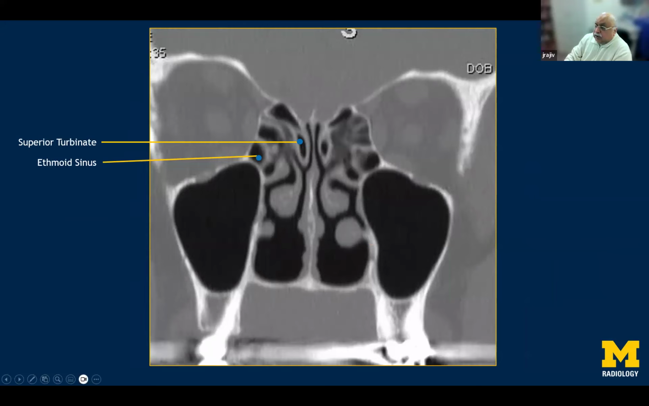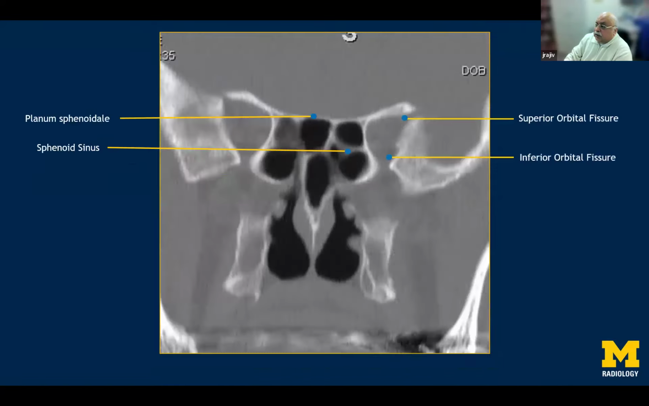The important portion here to note is the superior turbinate, which is sometimes pneumatized and is closely approximated to the cribriform plate. So any damage or pulling at the superior turbinate has a good chance of injuring the cribriform plate, which lies medial to this turbinate. One of the important landmarks of the sphenoid sinus itself is the roof of the sphenoid sinus and the location of the superior and inferior orbital fissure.